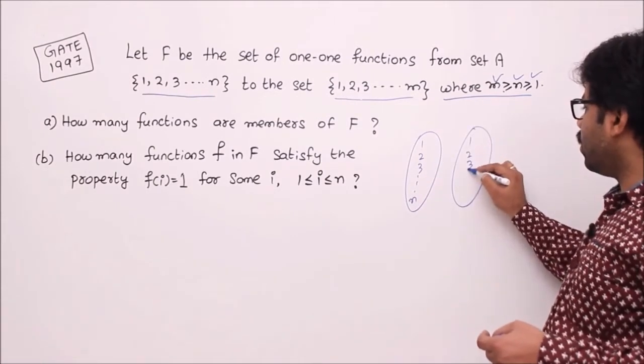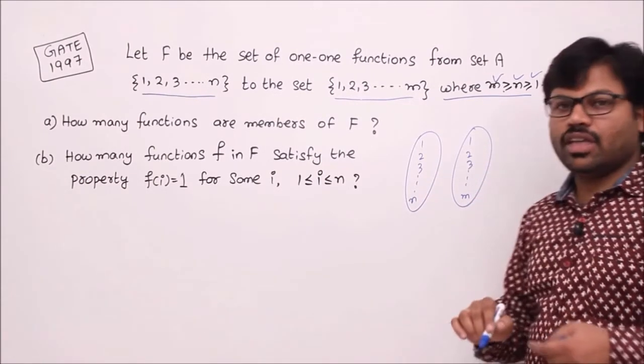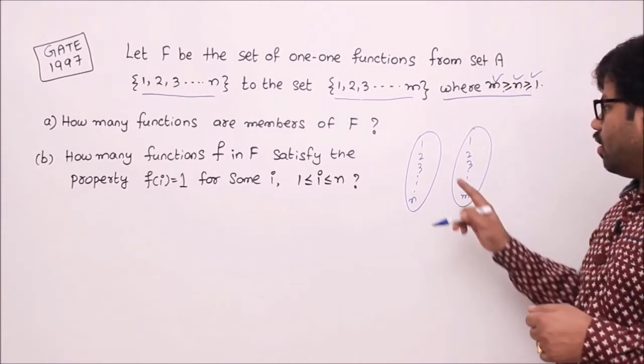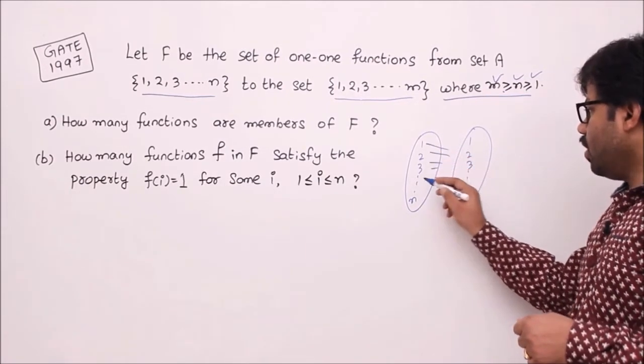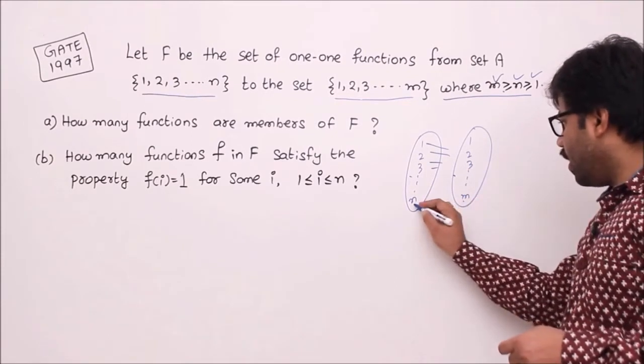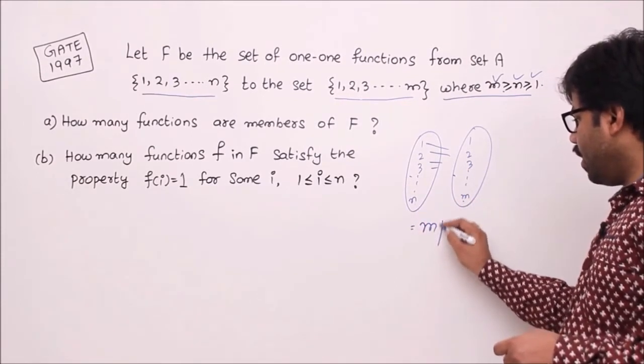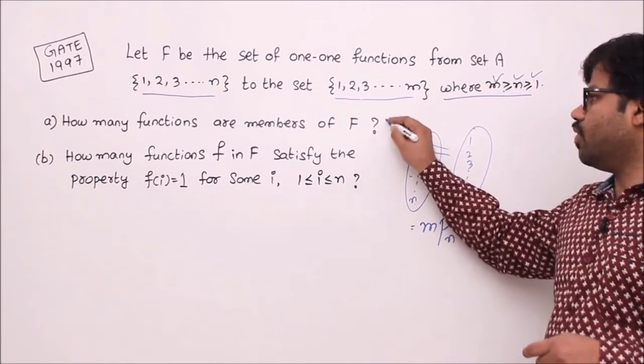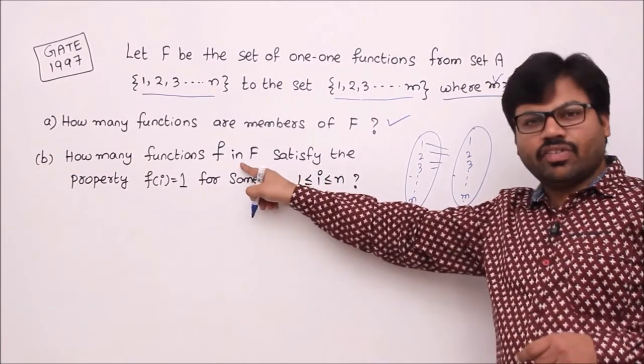And 1, 2, 3, so on, m here, isn't it? Then how many one-to-one functions are possible from this set to this set? We know the formula, that is mPn, remember it. So mPn. This is question number one's answer. Let's take the second question.